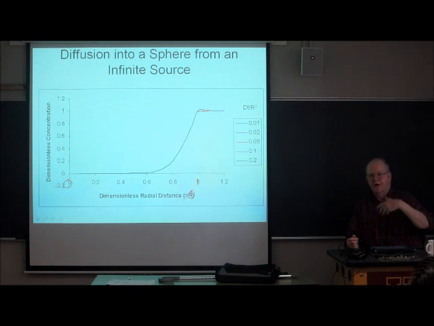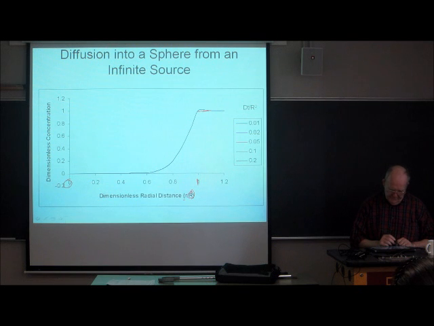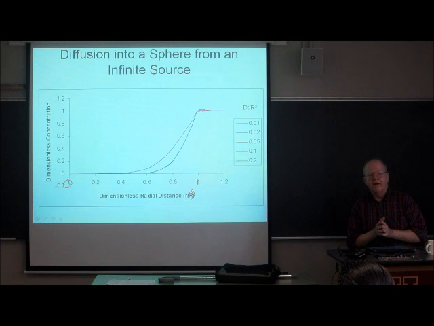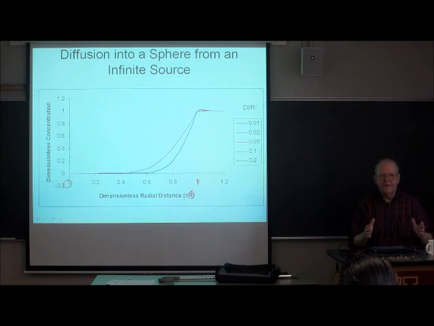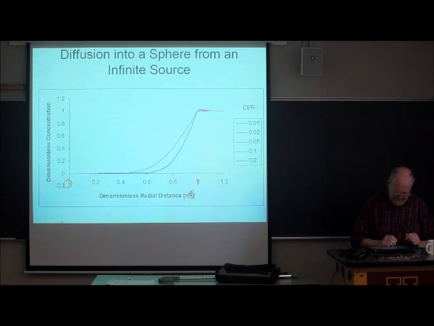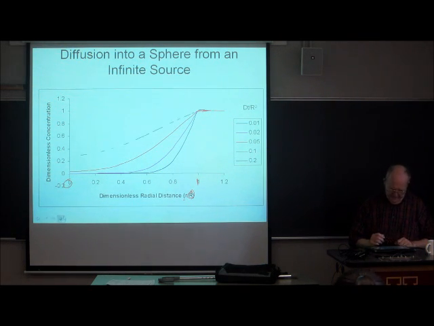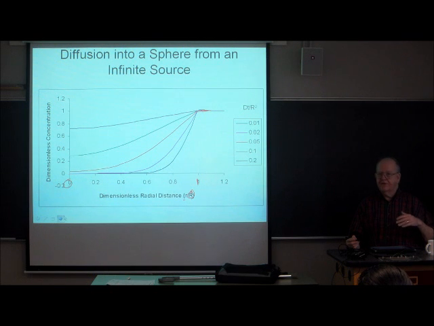If I allow it more time and set Dt over r squared equal to 0.02, it looks like that. More stuff has diffused in. It hasn't had enough time yet to really build up very much stuff at the center of the sphere. In other words, it takes a while for the stuff to get all the way into the particle. At Dt over r squared equal to 0.05, there's some beginning to build up in the center of the particle. There's 0.1, and then 0.2. And you see, it's going to take a fair while.